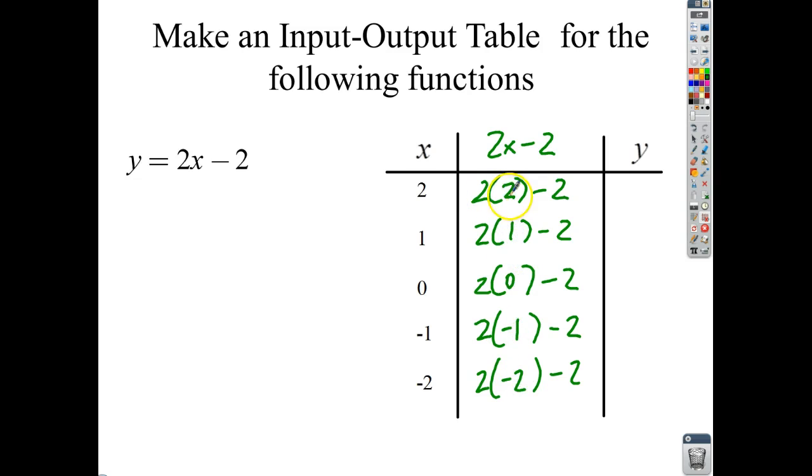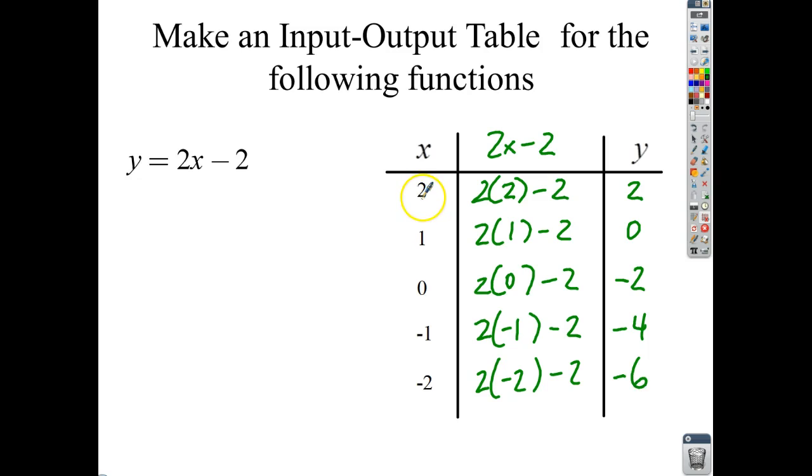Okay, so let's do 2 times 2 is 4. 4 minus 2 is 2. 2 times 1, 2. 2 minus 2, 0. Okay, 2 times 0, 0. Negative 2. Negative 2 minus 2, negative 4. And I'm hoping you see the pattern here, right? Negative 4 minus 2, negative 6.